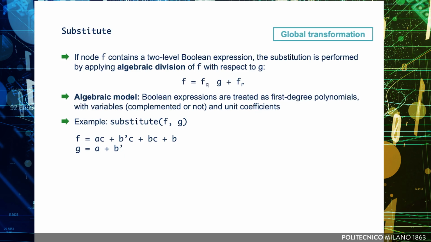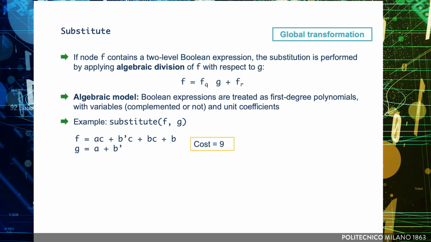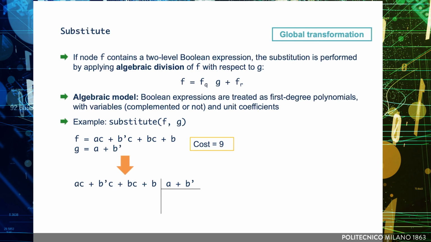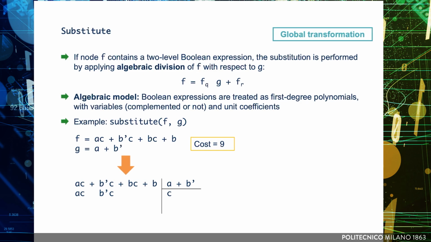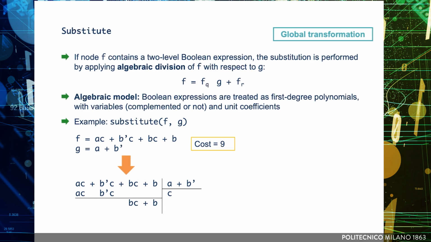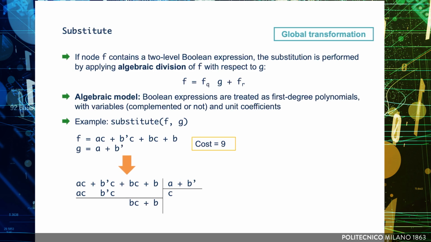Let's look at an example. We start with the following two expressions, with a total cost of 9 literals. We now perform the division of f by g. The term a or not b appears c times in the expression on the left. This leaves a remainder of b and c or b, which cannot be further divided by a or not b.